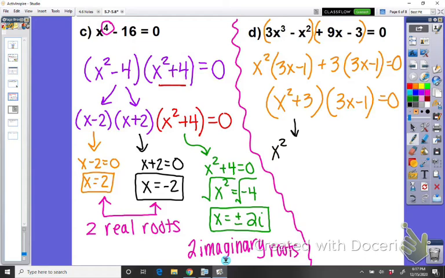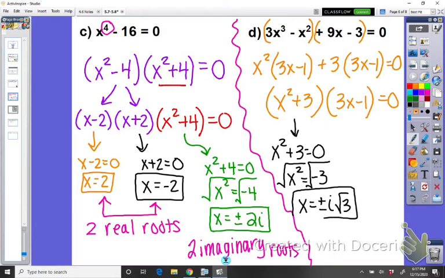So x squared plus 3 equals 0. Subtract the 3 over, so you get x squared equals negative 3. Square root. Now 3 is not a perfect square root here, but the negative underneath turns into an i in the front. The square root of 3 stays under, and we need plus or minus. So that's part of it.